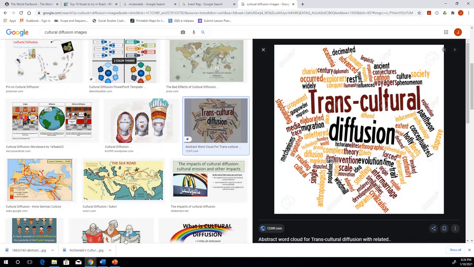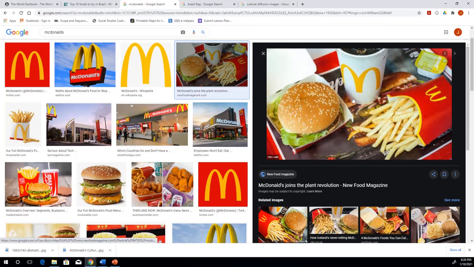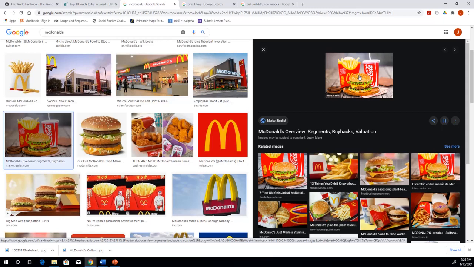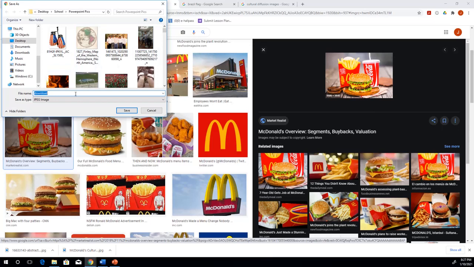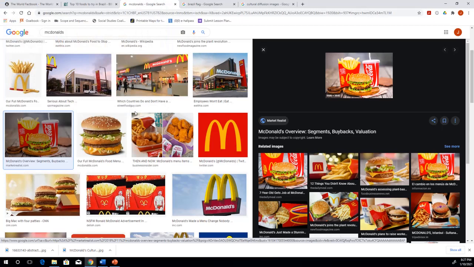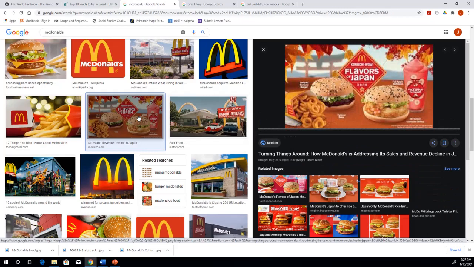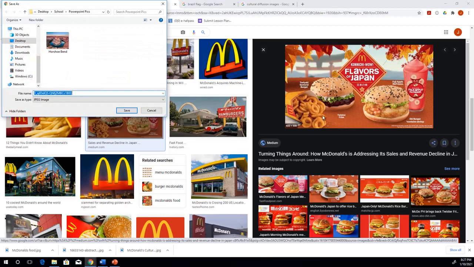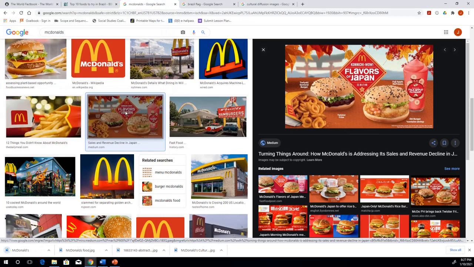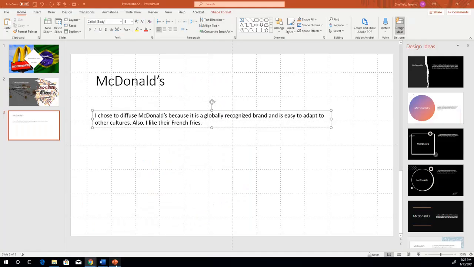So we're going to do... I don't want that. I want... So you're going to right-click on it. It's still a JPEG, so that's good. Food. Let's see. Okay, and then here's one from Japan. That's a fun image. Flavors of Japan. PowerPoint pics. And so this is an image that'll show that McDonald's can go with the flow and change culturally, adapt. So we're going to insert those two pictures.